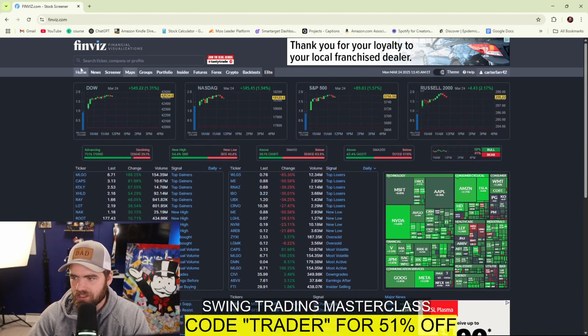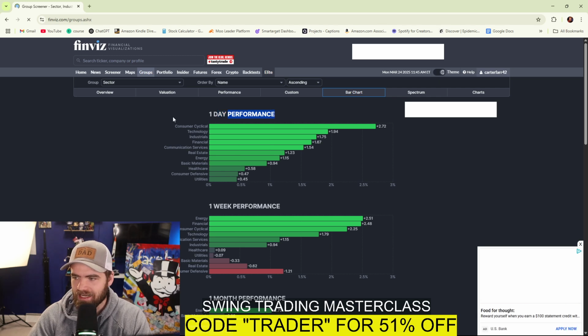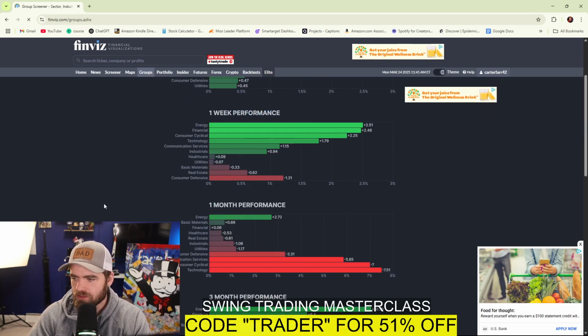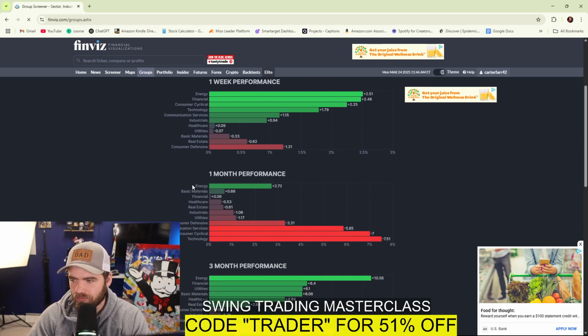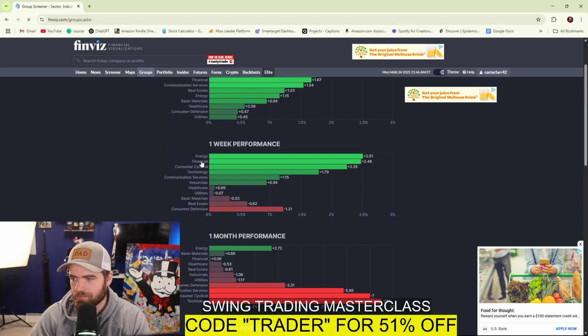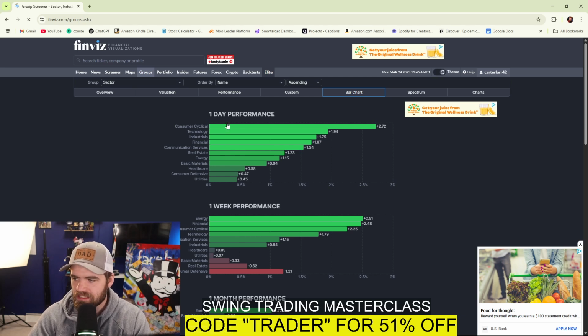All right, the next thing I do after you understand this is go to the groups tab. This groups tab is broken down by sector. What you want to do is look at the past month, week, and day to see what sectors are performing well. If we look, energy's up this past month, energy's up this past week, and energy's kind of in the middle in the past day. I think this is important to get a general gauge of which sectors are looking hot over the past month, week, and day.